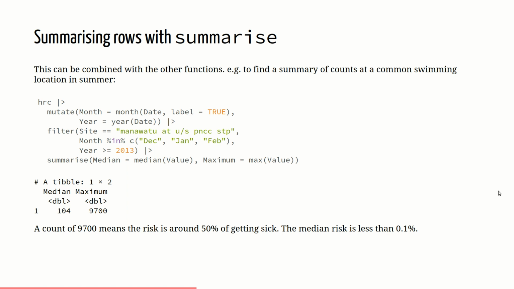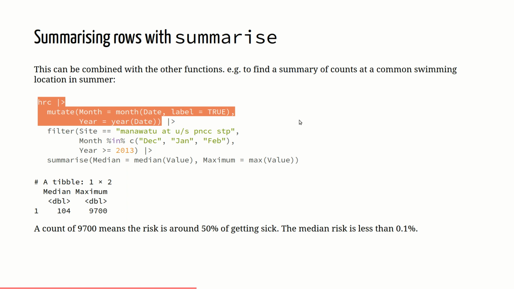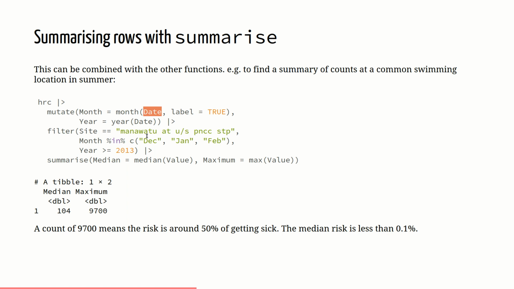So in this case, we're finding a summary of counts at a common swimming location in summer here in Palmerston North. Okay, so we're taking the HRC data, and the first thing we're doing is we're making the dates a bit nicer. Right, so we're taking the date variable and we're pulling out the month with labels, and we're pulling out the year. Okay. The reason I want that is I just want relatively recent years, so I want the year to be 2013 and later, and I want summer, so I want the months to be in December, January or February.